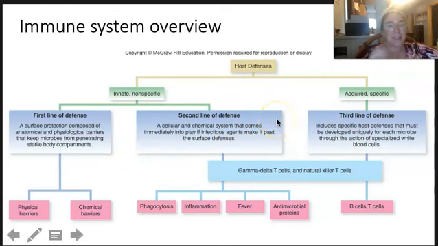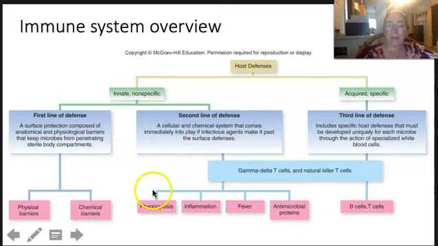layers of defense, the cells that are specifically involved in defending our bodies from invaders, that's really what we refer to as the immune system, and that is our second and third lines of defense. So I won't really get into those physical and chemical barriers. They're there. We'll discuss them in the different body systems.